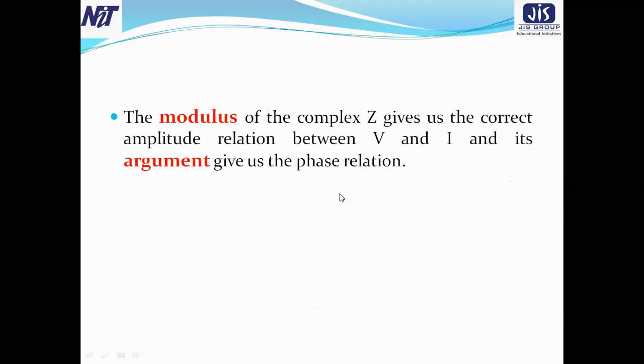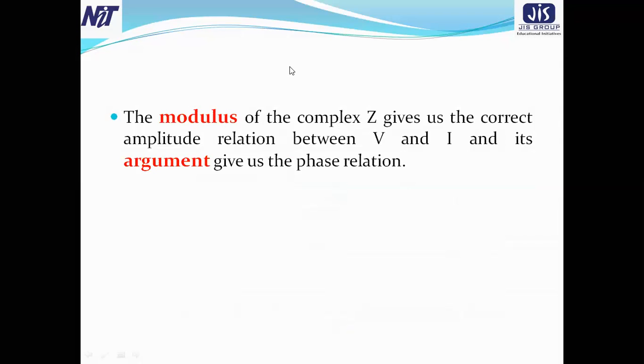Here, the modulus of complex Z gives us the correct amplitude relation between V and I, and its argument gives us the phasor relation. Look, if Z is a complex quantity, we know that complex Z gives us the correct amplitude relation between V and I, and its argument gives us the phase relation.